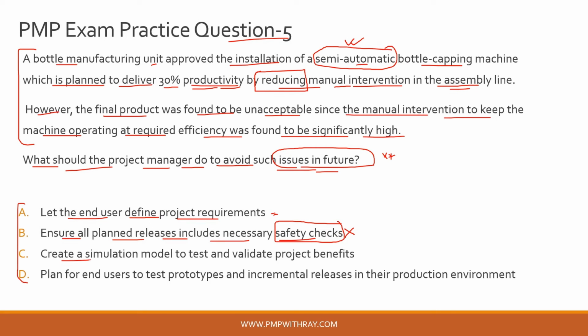Option C, create a simulation model to test and validate project benefits. Again, that is incorrect. Now, you can create a simulation model to test and validate project benefits. For example, the model can say that if the machine performs at 85% process reliability, you can gain 30% productivity. If it performs at 70% process reliability, you can gain, let's say, 25% productivity, and it can give you all those scenarios. So simulations can give you a lot of scenarios to validate your project benefits, no doubt about that.